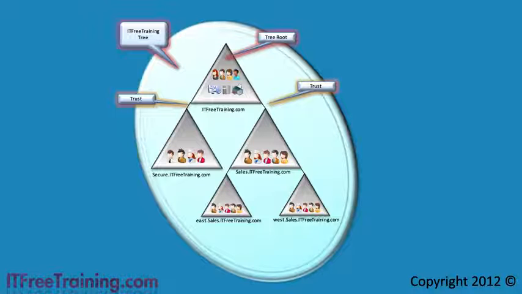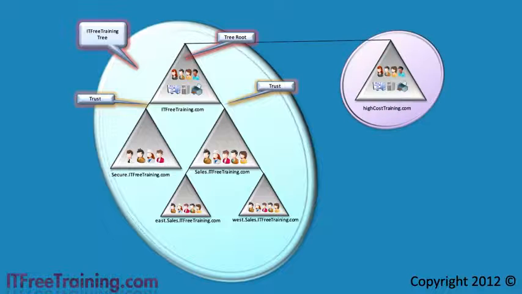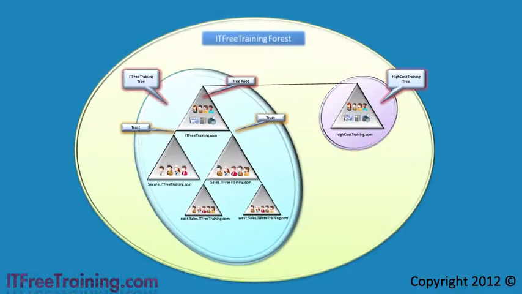The next question is, what would happen when you add another domain that has a different namespace to the other domains? For example, if I added the domain highcosttraining.com. When this happens, the new domain, High Cost Training, will be part of a new tree. I now have two trees, the IT Free Training tree and the High Cost Training tree. So far, I have looked at the root domain and child domains in a tree, but there is one structure that links all these together called a forest. A forest encases multiple domains and trees into one structure.